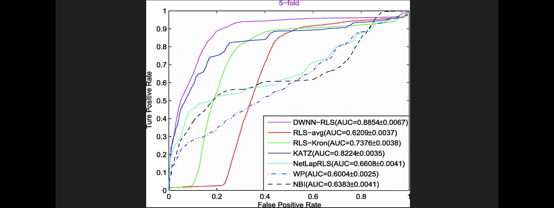AUC less than 0.5: worse than random. This usually indicates a problem with the model or data. A higher AUC indicates better performance. Specifically, AUC can be interpreted as the probability that the classifier will rank a randomly chosen positive instance higher than a randomly chosen negative instance.